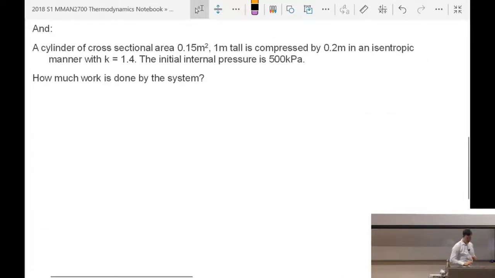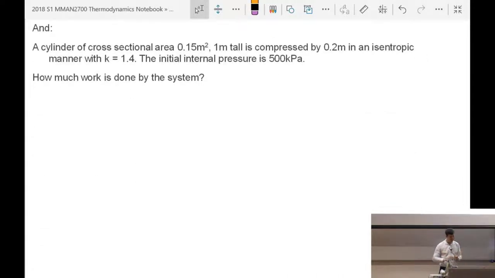And the last one, which is different. A cylinder with a cross section given, so we're using the same cylinder. Now we need the initial volume, so I've had to define the cylinder a little bit more. It's 1 meter tall, compressed from 1 meter to 0.8 meters in an isentropic manner, so K equals 1.4. So we're talking about a polytropic process where K equals 1.4. The initial internal pressure is 500 kilopascals. How much work is done by the system?